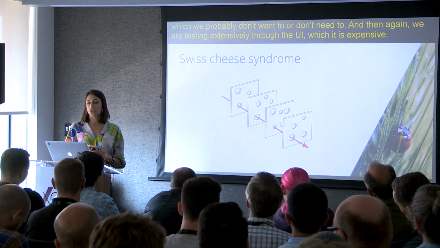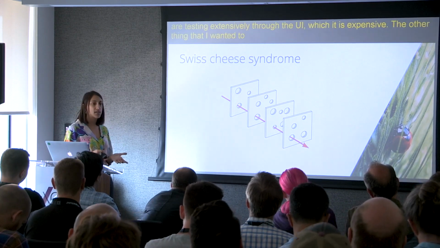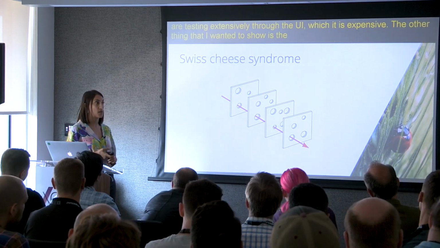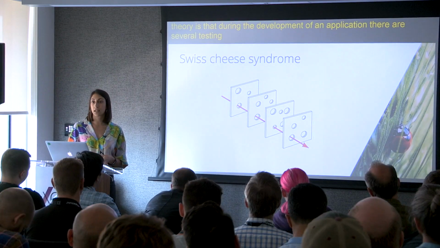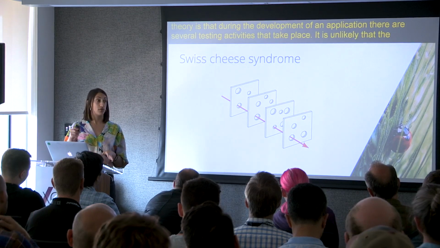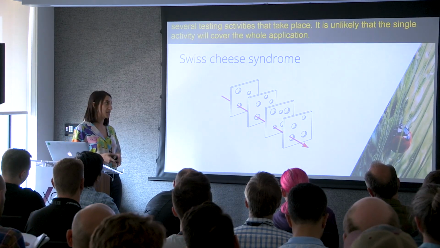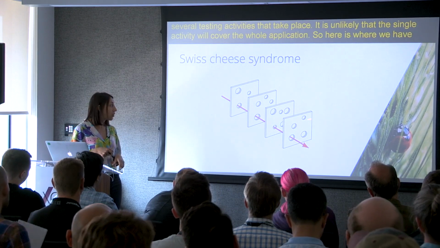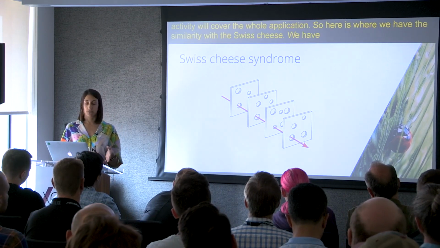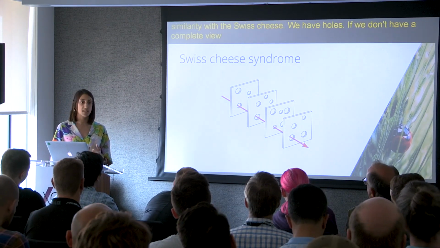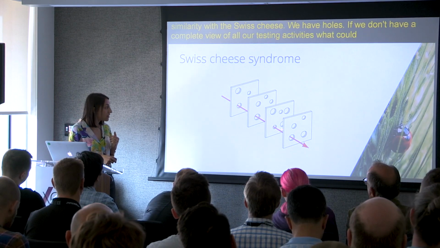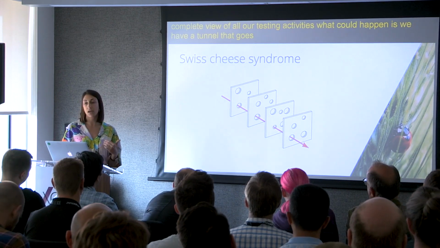The other thing that I wanted to show is the Swiss cheese syndrome. This is not known as a testing anti-pattern, but I think it's definitely something we need to be careful about. So here, the idea is that during the development of an application, there are several testing activities that take place. And it is unlikely that a single activity will cover the whole application. So here is where we have the similarity with the Swiss cheese. We have holes in our coverage. So if we don't have a complete view of all our testing activities, what could happen is that we have a tunnel, like in here, that goes through all the layers, and therefore a potential bug could arrive in production.